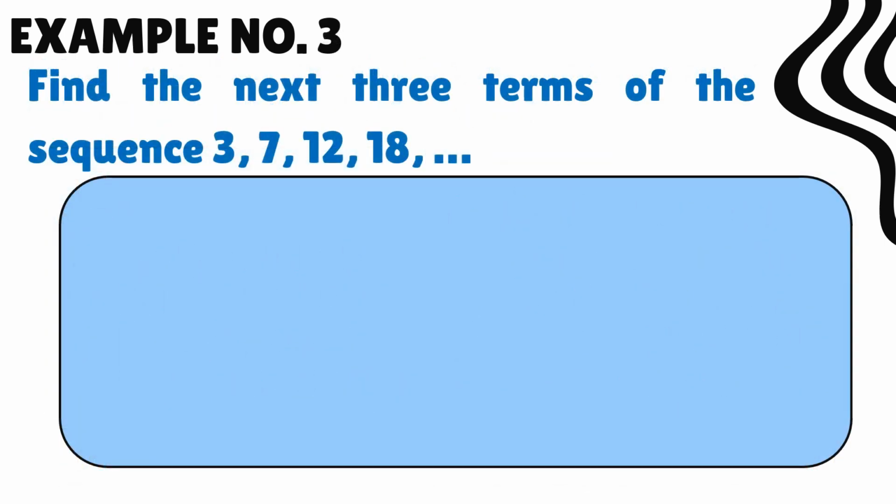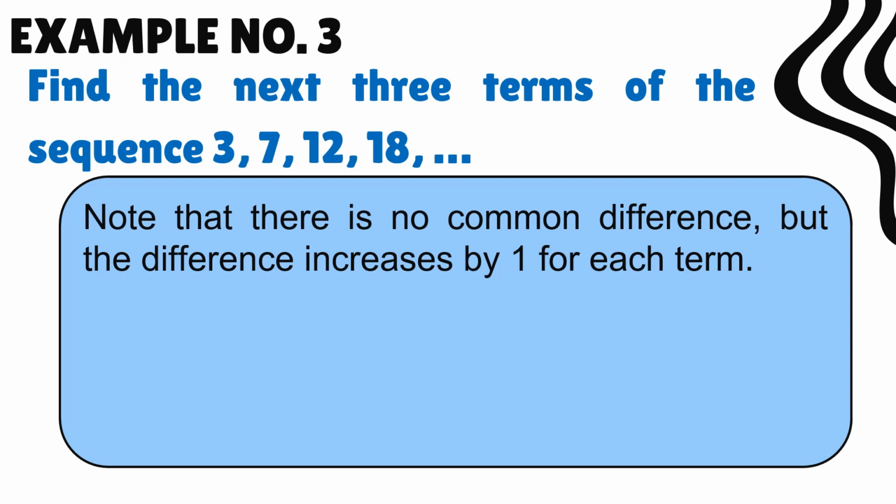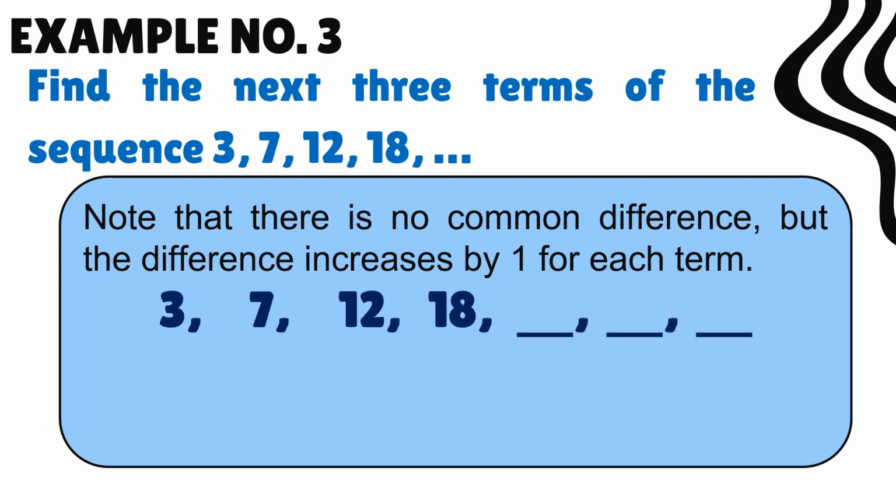Number 3. Find the next 3 terms of the sequence 3, 7, 12, 18, and so on. The given sequence is not an arithmetic, not a geometric, nor a Fibonacci sequence. However, just like the Fibonacci sequence, it has a unique way of identifying terms that still gives rise to other patterns. Note that there is no common difference, but the difference increases by 1 for each term.